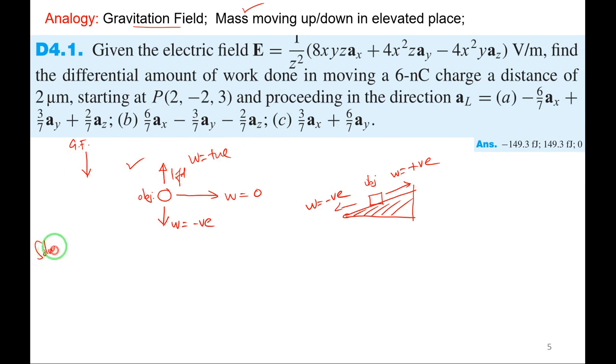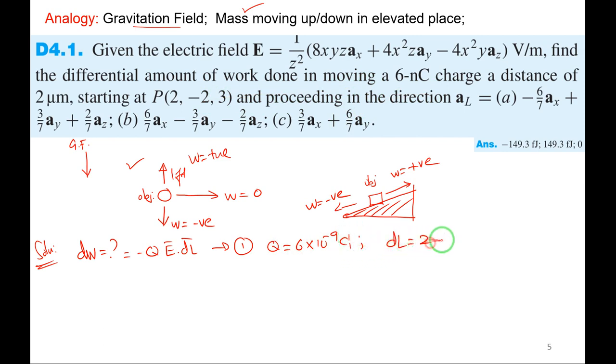Solution of the problem. Electric field E is given and we want to find the differential amount of work done, dW, not the entire work done. What is the formula for dW? dW is equal to minus q E dl, that is equal to minus q vector E dot vector dl. Call this equation 1. The charge q is 6 nanocoulombs, 6 times 10 power minus 9 coulomb. Distance dl is 2 micrometer, micro means 10 power minus 6 meters. And AL is given, part A: AL is minus 6 by 7 AX plus 3 by 7 AY plus 2 by 7 AZ.